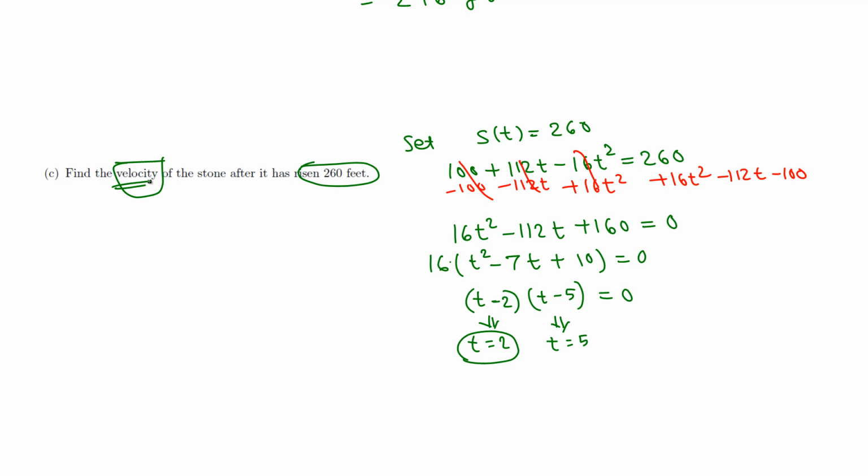So we need to find the velocity at 2, v(2). It was found in part A as well: v is 112 minus 32t. Just plug in t equals 2, and it's the same thing as part A, 48 feet per second. Final.